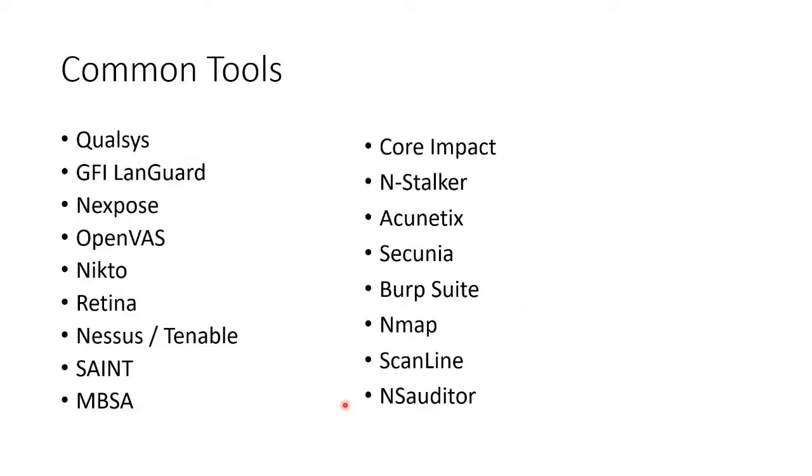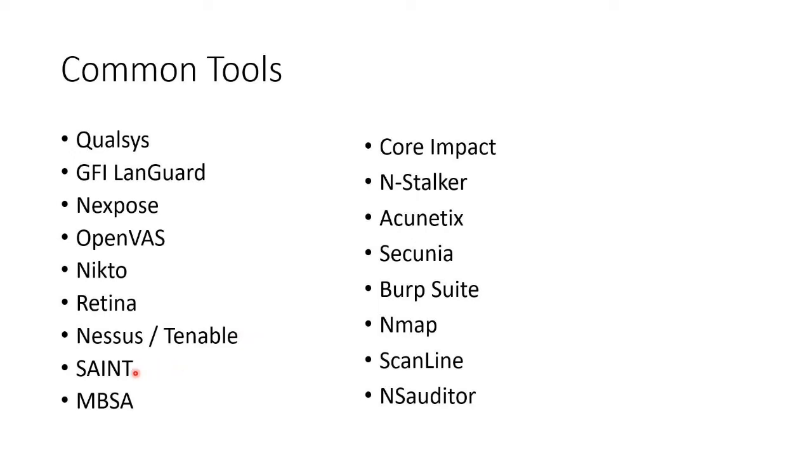Loads of tools. Here are just a few. Qualys, GFI LandGuard, Nexpose. Nexpose is by the Rapid7 people. OpenVAS, we saw a picture. Nikto, which is for web servers. Retina, used to be called EEye for Eye. Now they went mainstream here, like all these others. Nessus, which used to be open source. Now they have a paid version called Tenable.